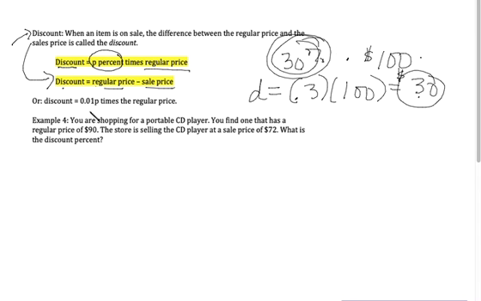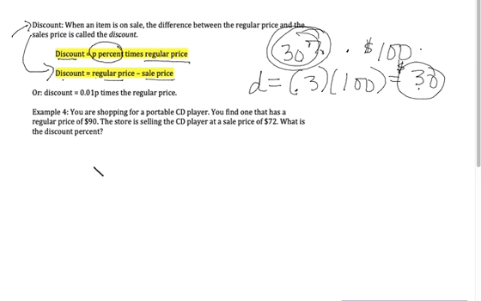All right, so the discount equals, if I take the percentage here, 0.01p times the regular price. Okay, so let's read this example.